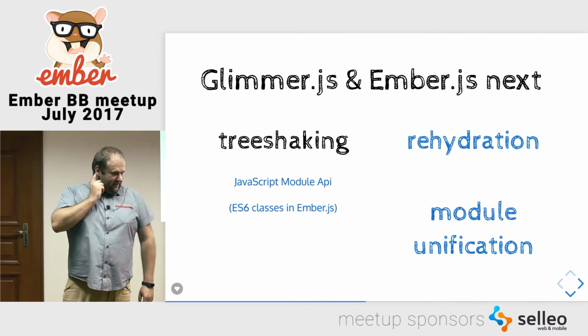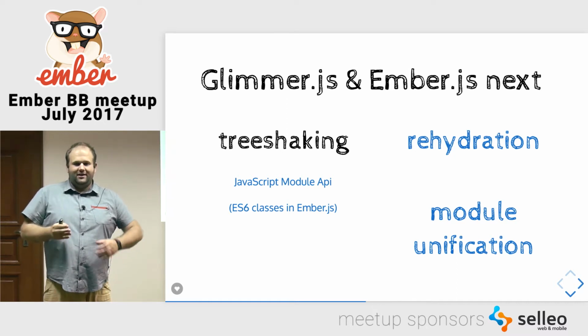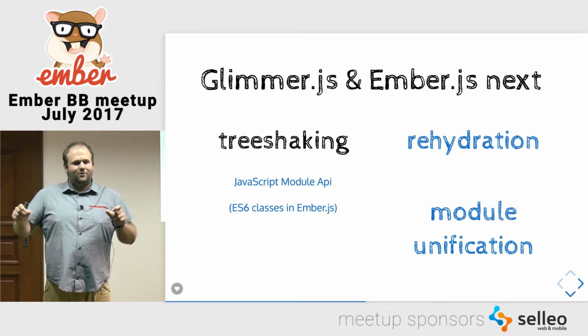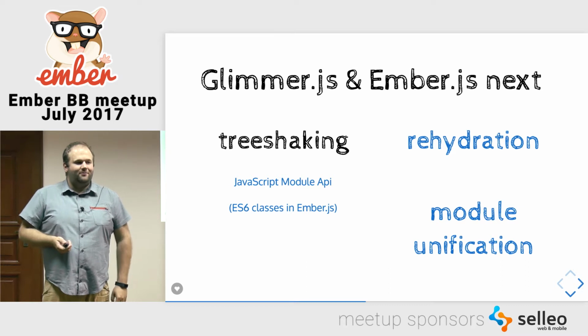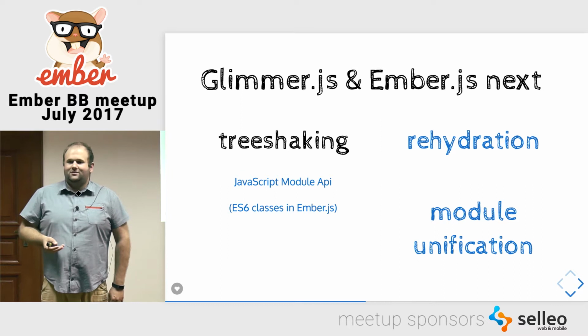Okay, so 3 topics that I remember about Glimmer.js that were mentioned as pretty important. The first is tree shaking. Because Glimmer from the beginning is built as a very modular system, it will be much easier to detect what you need in production and what you don't need. So the final size of the application will be much smaller. There's also the topic of rehydration that Yehuda pushed to Glimmer.js, I don't know, 20 days ago or something like that.